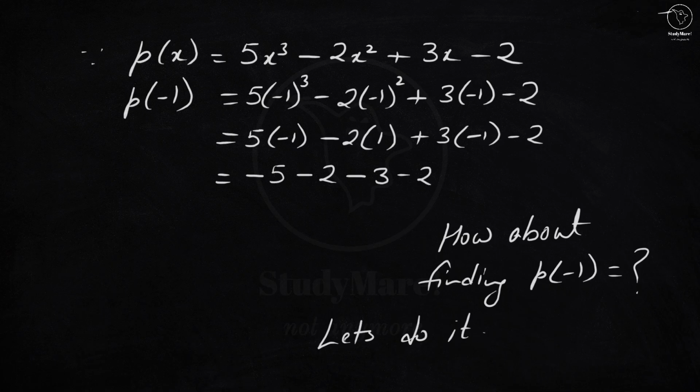Which is equal to, if you see, all the numbers are negative. So we add all of them together. 5 plus 2 is 7, plus 3 is 10, plus 2 is 12. So we have the result as minus 12.